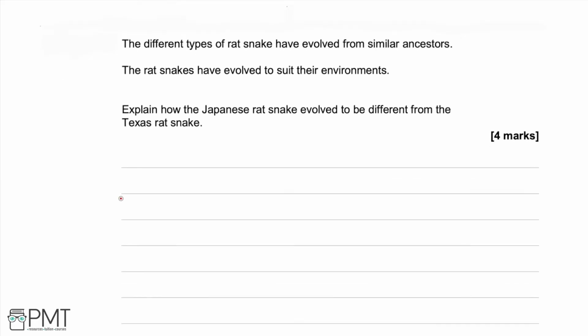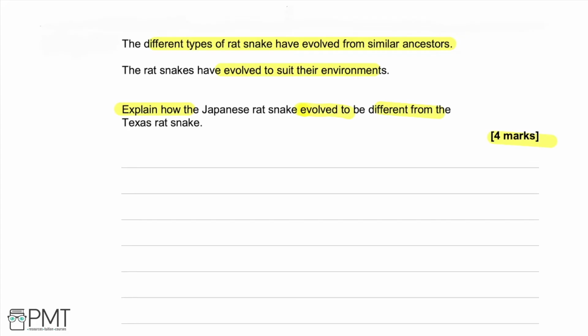Let's have a look at this part of the question. The different types of rat snakes have evolved from similar ancestors. The rat snakes have evolved to suit their environments. Explain how the Japanese rat snake evolved to be different from the Texas rat snake. So this is a 4-mark explain question.